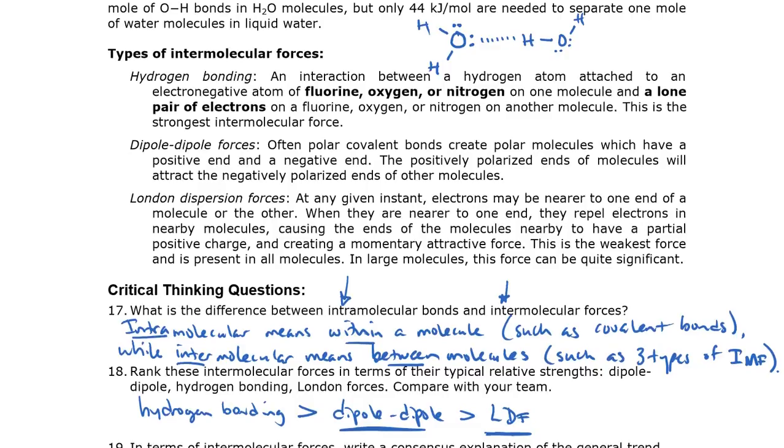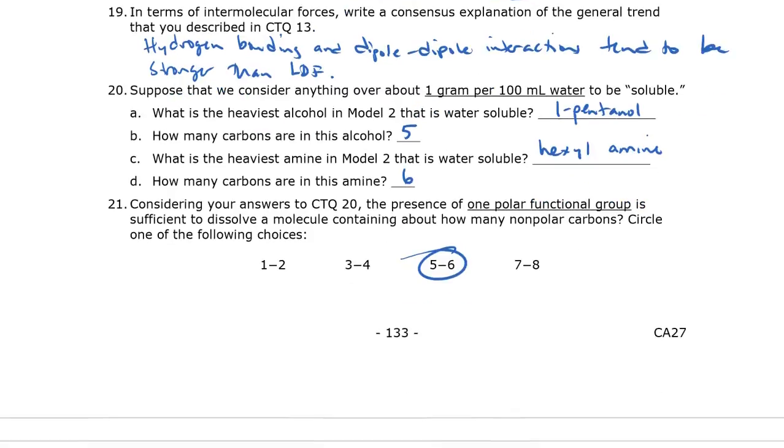What we're telling you here, or what we're discovering, is that you need to have at least one OH or one NH group, one polar group, for every 5 or 6 carbons to make something dissolve in water. If you don't have at least that many polar groups, then the molecule isn't really going to be very soluble in water.